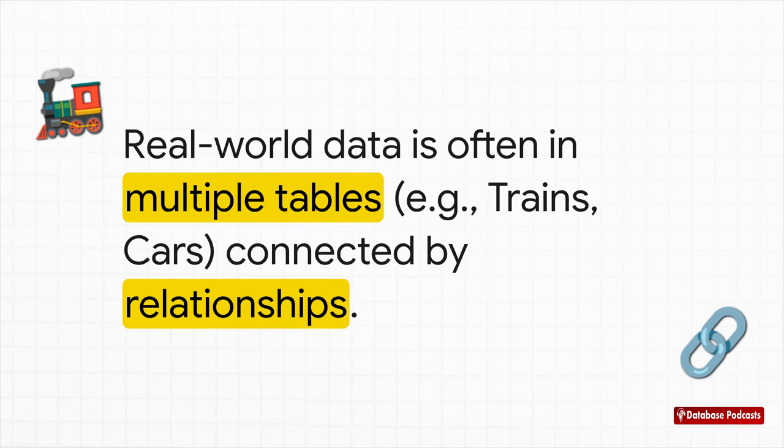Let's jump back to our train example for a second. In a real database, you're not going to have one giant spreadsheet with all the train info. No way. You'd probably have a trains table and then a totally separate cars table, and they'd be linked by a relationship, right? A train has cars. The key information we need is spread across that whole structure.